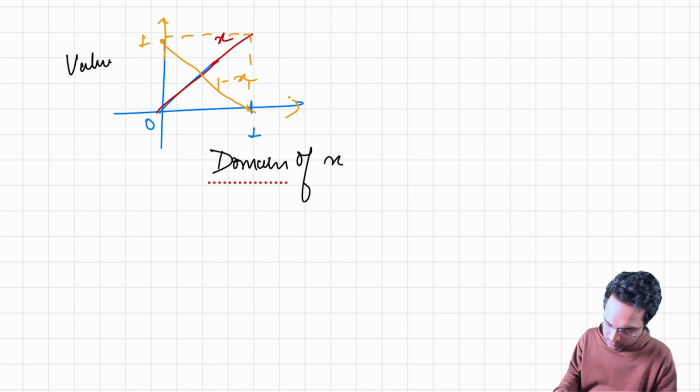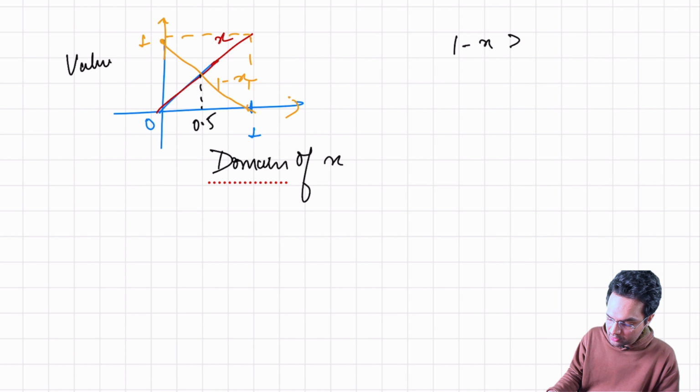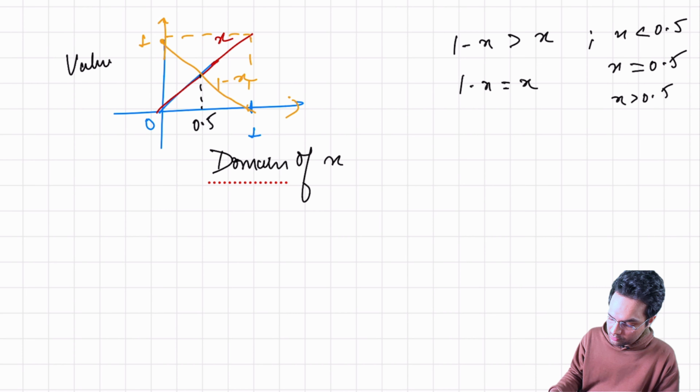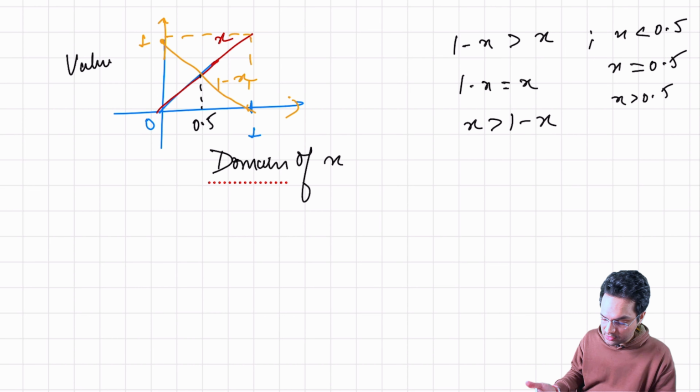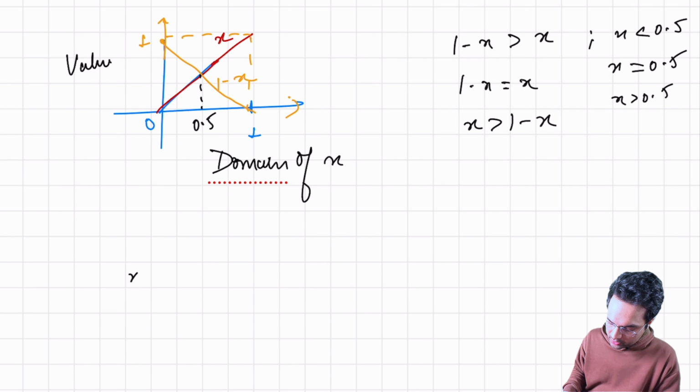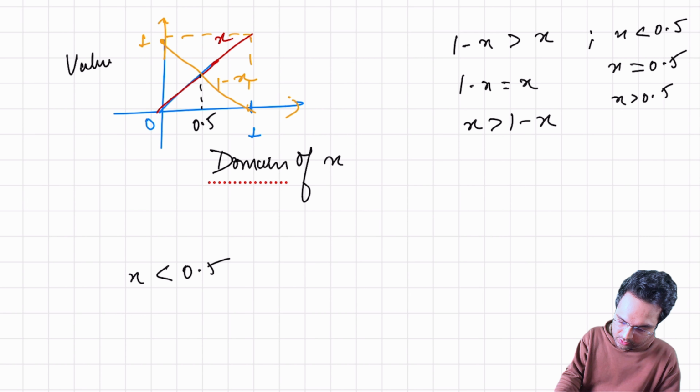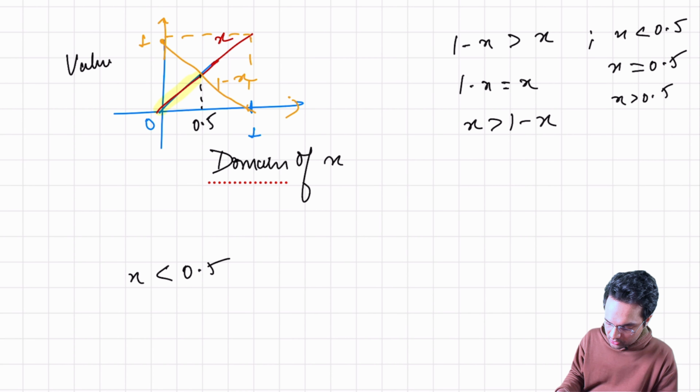x. So here, between 0 to 0.5, we know that 1 minus x is greater than x for x less than 0.5. Okay, at x equals 0.5, 1 minus x is equal to x, and at x greater than 0.5, we know that x is greater than 1 minus x, right? So if I have to find out the minimum, I can easily say that for a point less than 0.5 here, if I highlight here, x is smaller, and for x greater than 0.5, 1 minus x is smaller, right? So this is the minimum.